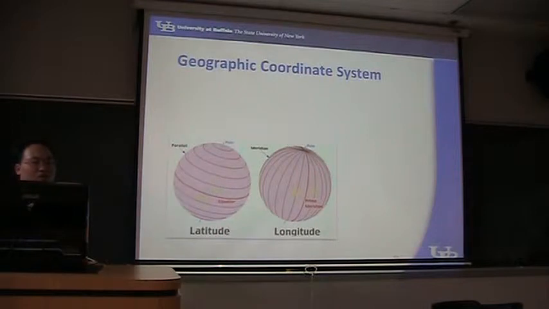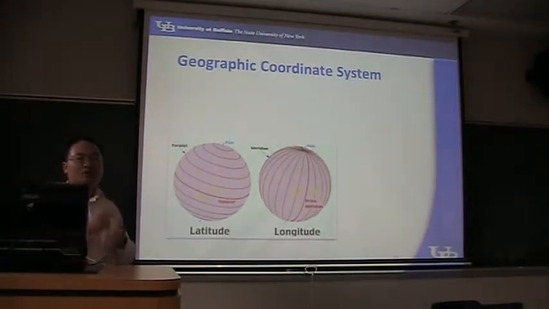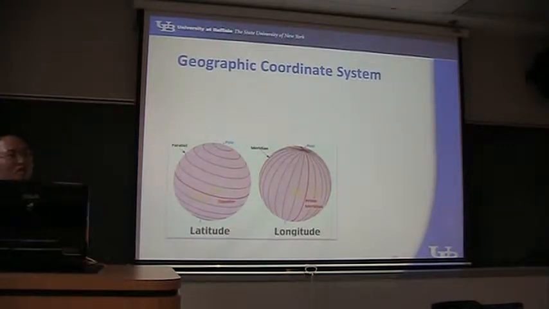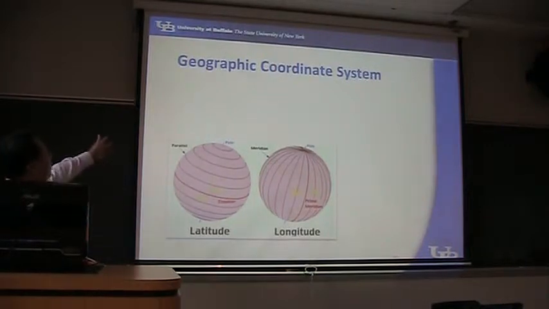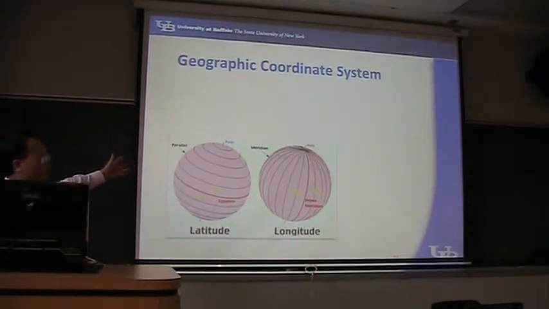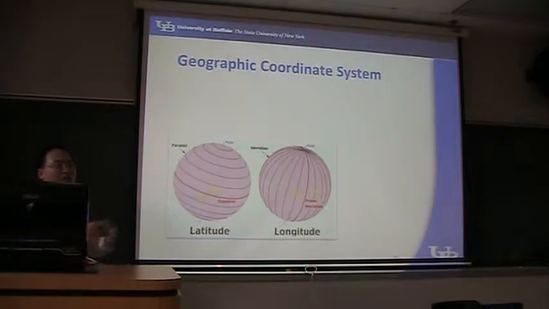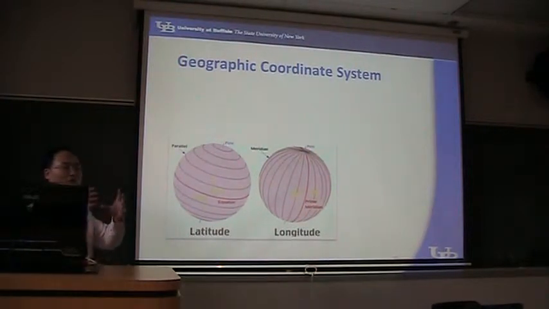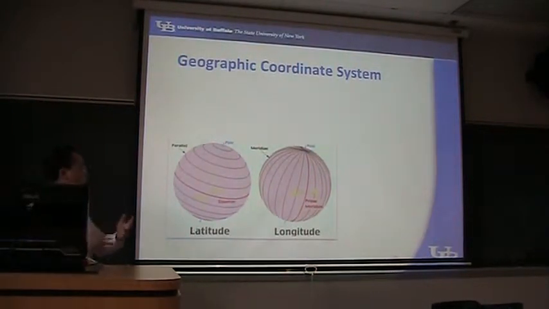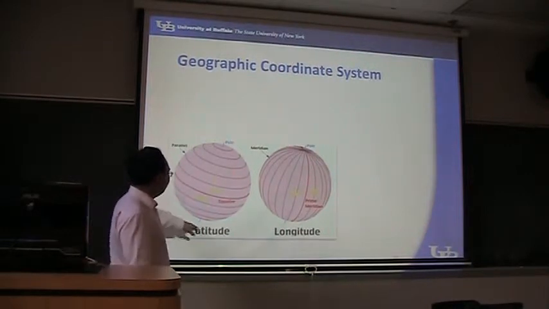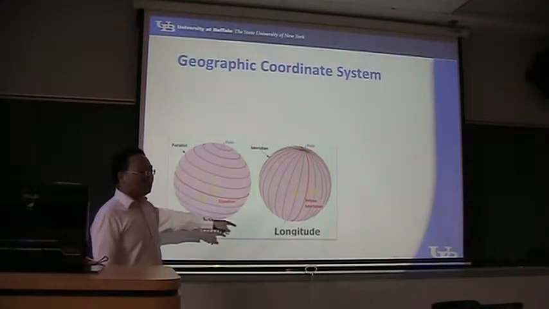Okay, now it's geographic coordinate system. For coordinate system, we have two kinds of systems. One called geographic coordinate system, the other one called projected coordinate system. In terms of geographic coordinate system, it can be simply summarized by what kind of ball the Earth is. But before that, let's talk about two basic concepts: latitude and longitude.